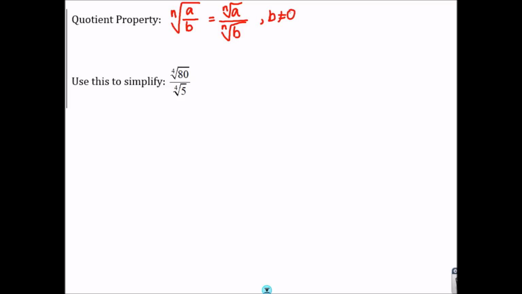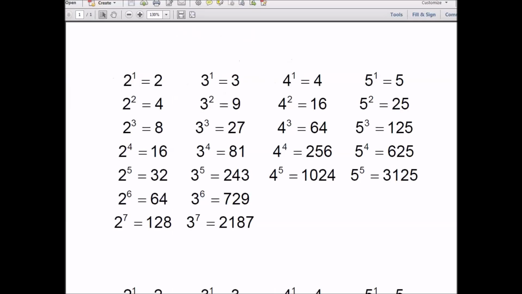Here we have the fourth root of 80 divided by the fourth root of 5. I can rewrite this as one radical, fourth root of 80 divided by 5, and 80 divided by 5 is 16. The fourth root of 16, if you look at your power sheet, we're looking at the fourth power row since we're looking at the fourth root. 16 is there, so the fourth root of 16 is 2.